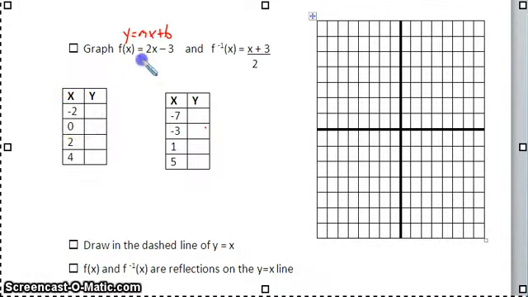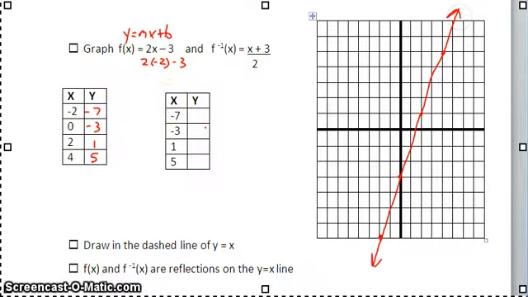If I plugged in an x of negative 2, I'd end up with a y value of negative 7. So we can plot that point, negative 2, negative 7 would be here, and we can keep going. I put a 0 in there, I get negative 3. Put a 2 in there, I end up with a positive 1. And put a 4 in there, I end up with a 5. So if we connect the dots, extend it off both sides, this is what our graph should look like.